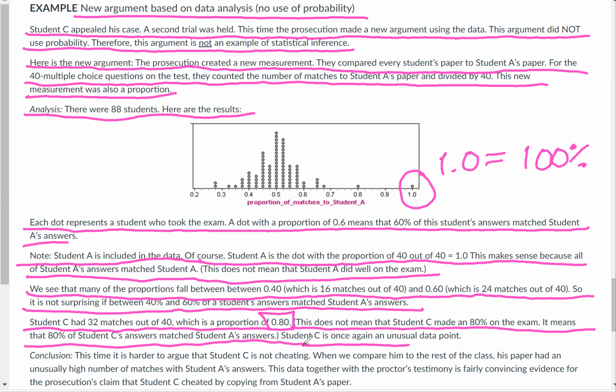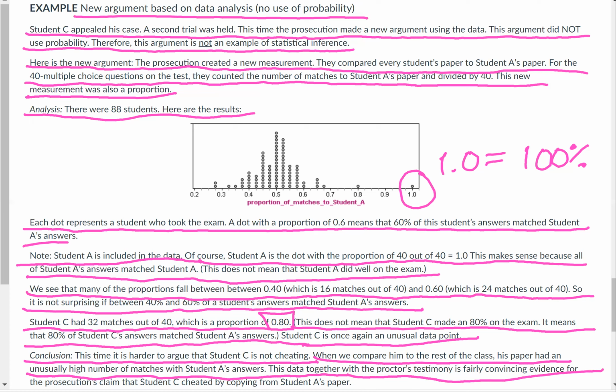Student C is once again an unusual data point. Their conclusion was that this time it's harder to argue that student C is not cheating. When we compare him or her to the rest of the class, their paper had an unusually high number of matches with student A's answers, even compared to the other students. This data, together with the proctor's testimony, is fairly convincing evidence for the prosecution's claim that student C cheated by copying student A's paper.